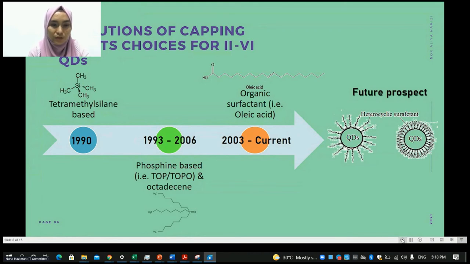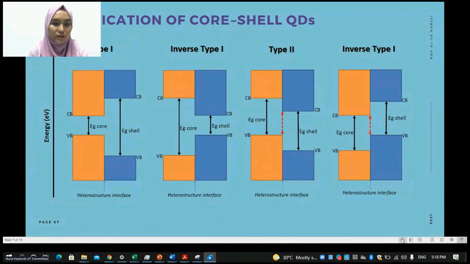Now, I would like to extend our view for today on the structure of type 1, type 2, and their inverted types according to the alignment of the conduction and valence bands of the core and shell structure of the quantum dot, as illustrated herein. In type 1 classification of core-shell quantum dots, the band gap of the core is smaller than that of the shell. Both the conduction and valence bands of the core lie within the band gap of the shell, which confines both electron and hole in the core.